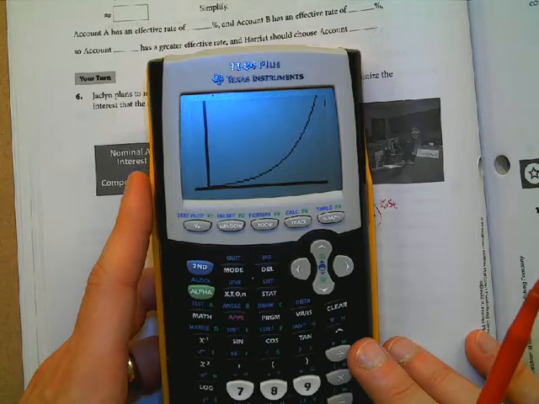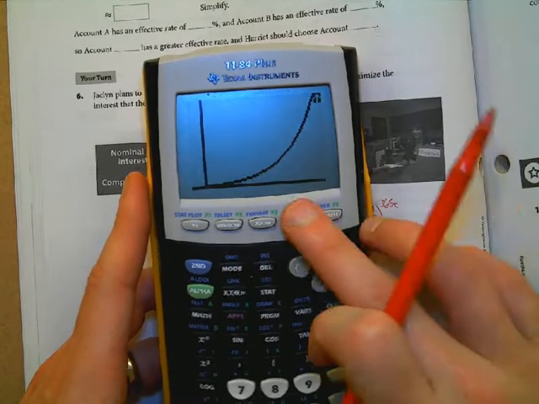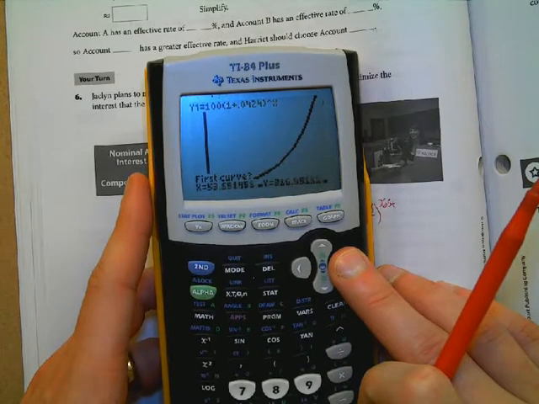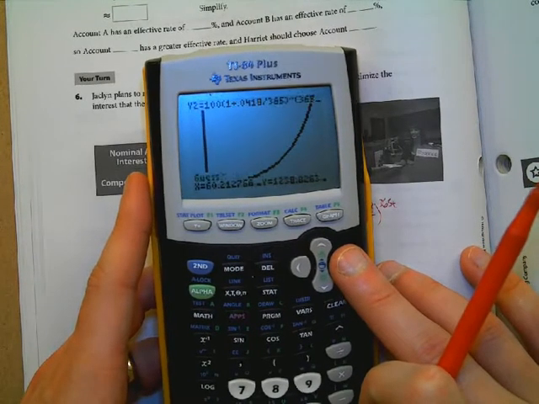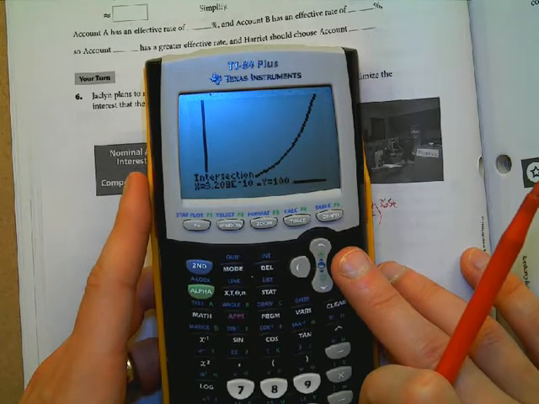Let's see. I'll go to my table instead, and compare it that way. I'll go to table set. I'll go back to auto here. Let's see if we can do it this way. Figure this out. Okay. So you can see here, for example, after 5 years, the first account has $123.08. The second account has $123.24.